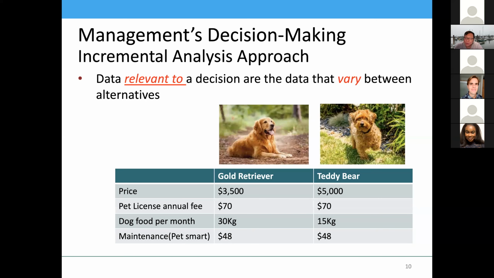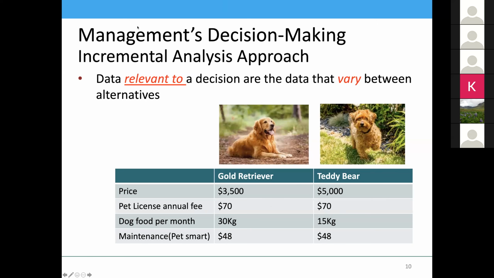So you tell me now, which of these pieces of information are relevant to your decision in terms of which pet to go with? You can't take both; you can only take one, whether it's the golden retriever or the teddy bear. When we use the incremental analysis approach to make this decision, what information is relevant and what information is not relevant? Ruben?